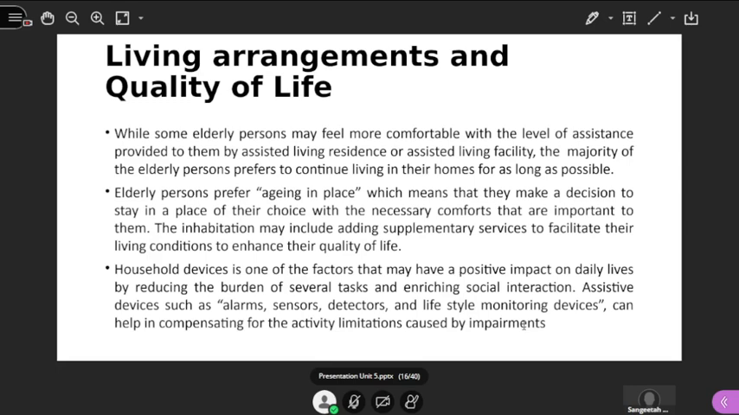So elderly persons prefer aging in place, which means that they make a decision to stay in a place of their choice with the necessary comforts that are important to them. The inhabitation may include adding supplementary services to facilitate the living condition and enhance the quality of life. Household devices are one of the factors that may have a positive impact on daily lives by reducing the burden of several tasks and enriching social interaction, right?